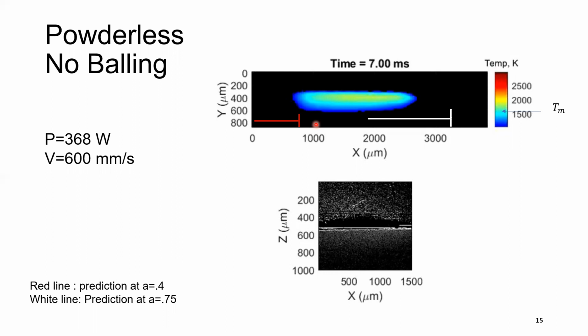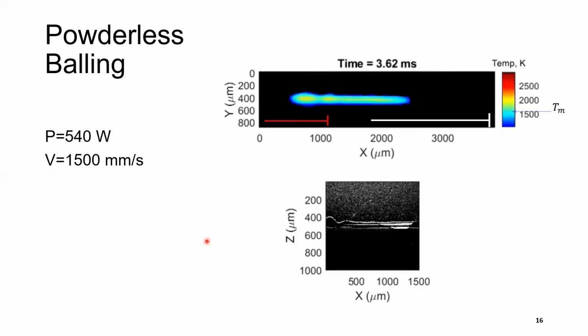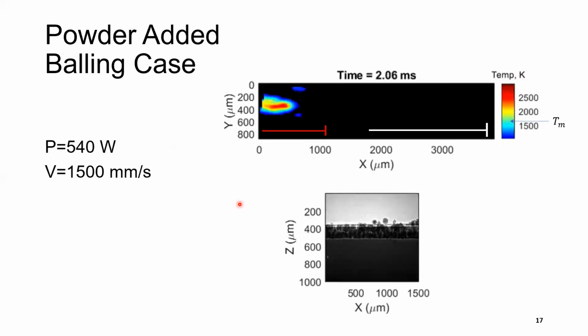So what might we see in a powderless case where the parameters are more likely to yield balling? Well, we see balled up regions along the surface, and I'll play that again if I can. And we also see that solidification is occurring in between these balled up regions while the tops are still remaining liquid. So this is pretty exciting. Now, these experiments so far have been powderless. If I take this exact parameter and add powder, what might that look like?